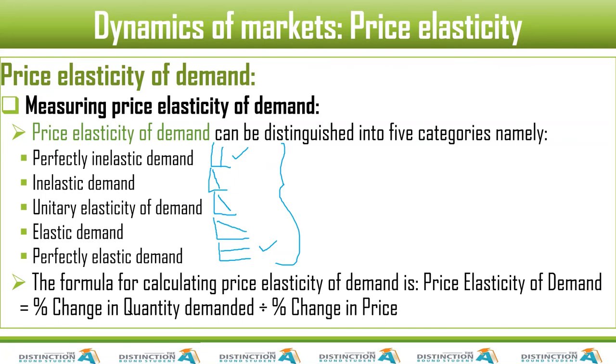Okay, so the formula reads like this: percentage, please don't forget that part, percentage change in quantity demanded divided by the percentage change in price. It gives us the price elasticity of demand. That's the formula that we use, and that's what I'm explaining here. Price elasticity of demand, or PED, is equal to the percentage change in quantity demanded divided by the percentage change in the price.